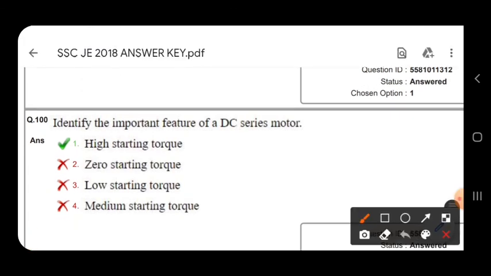Identify the important feature of a DC series motor. This is due to the high starting torque. A DC series motor can also be used in escalators and traction purposes also.